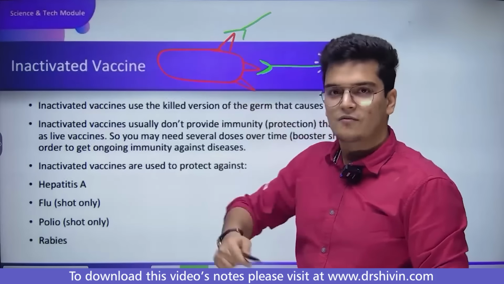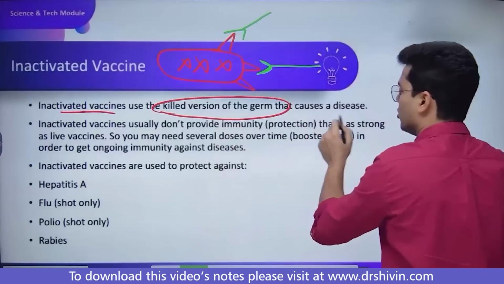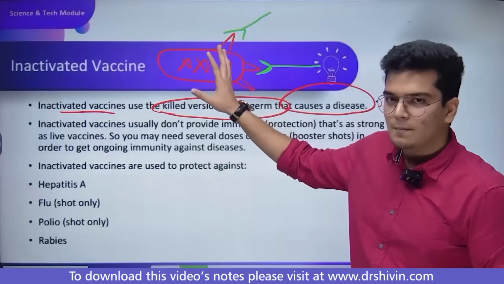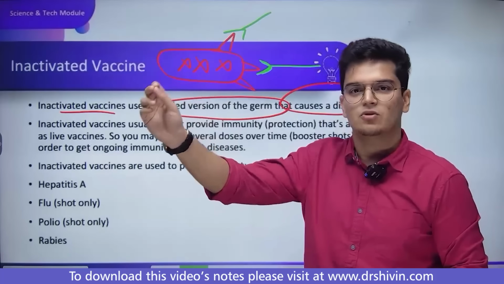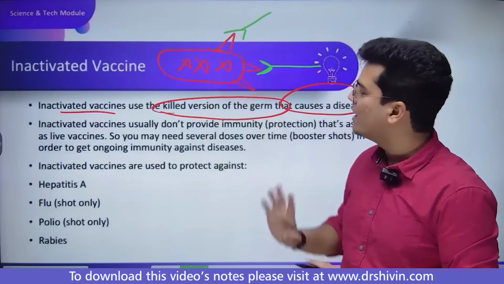I will kill the bacteria. Okay, let's say I kill the bacteria. Now the bacteria cannot cause disease, but it still has antigen. I will give you the killed bacteria. Your body will see the antigen on the killed bacteria. Your body will generate memory. So inactivated vaccines are using killed version of the germ that cause a disease. I hope it's clear that you are killing the pathogen, but still the antigen is there on the outside. So the antigen gets delivered and you are generating memory from the antigen.